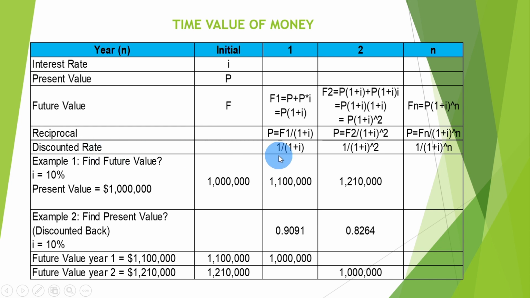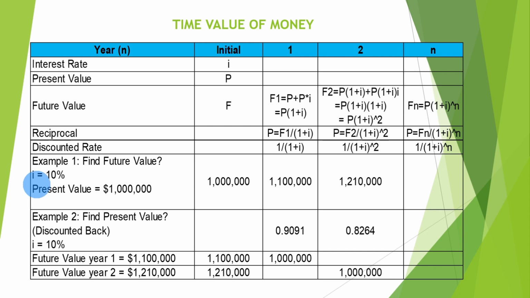The discount rate is the rate we use to convert the future value to the present value. For the first year it is 1 on 1 plus i, for the second year it is 1 on 1 plus i to the power 2, and for the nth year it is 1 on 1 plus i to the power n. We will have an example to demonstrate how to calculate the future value and how to discount to the present value.